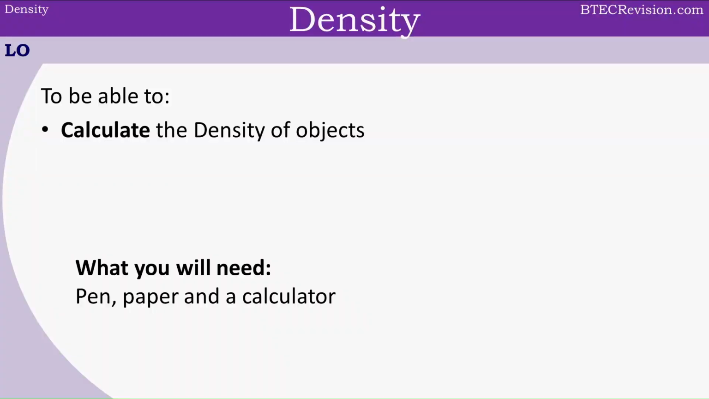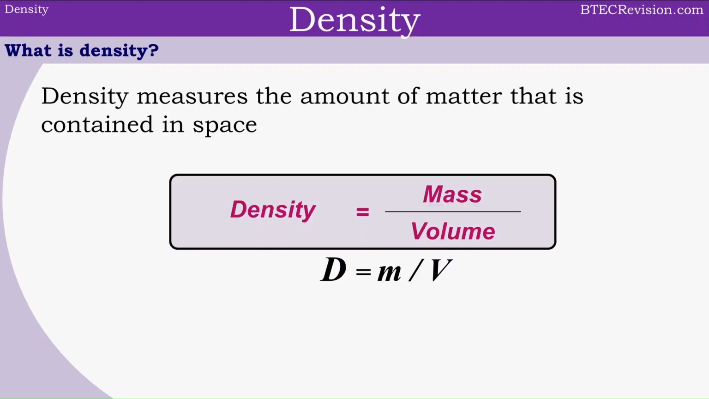By the end, we should be able to calculate the density of objects. Density measures the amount of matter that is contained in space. The equation is density equals mass divided by volume, and the short form is D equals m over V. The units: mass is measured in kilograms, the unit for volume is meter cubed, and therefore density is kilograms per meter cubed.